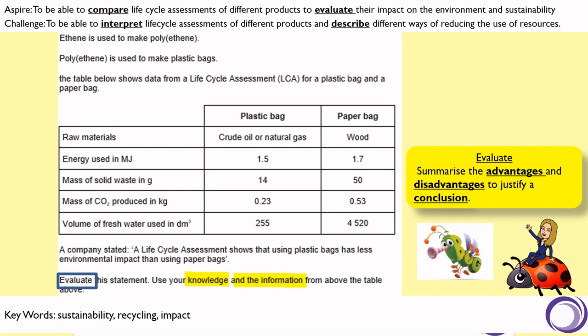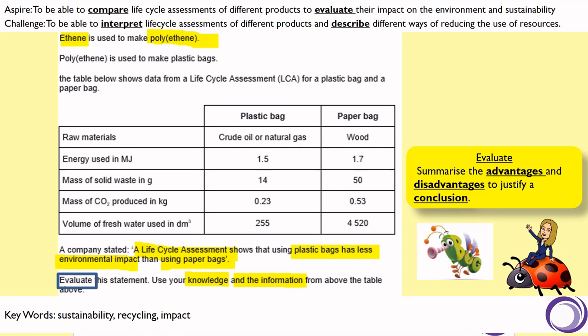The statement that's been made is that the life cycle assessment shows that using plastic bags has less environmental impact than using paper bags. So what I'm going to be doing is looking through the information I've been provided, link that to my own knowledge, and one stage at a time comparing those two different types of bags and then justifying all of that with a conclusion at the end. So let's read through the rest.